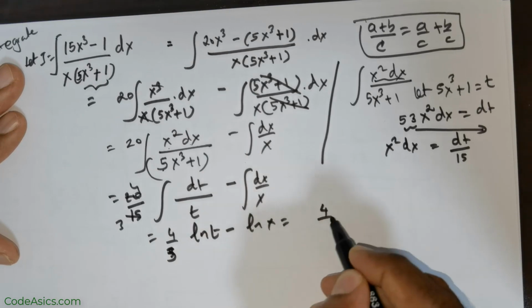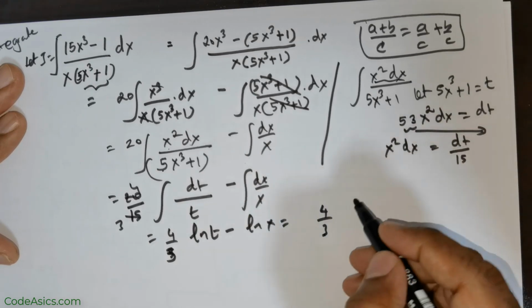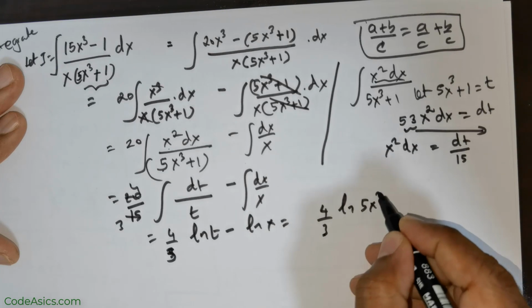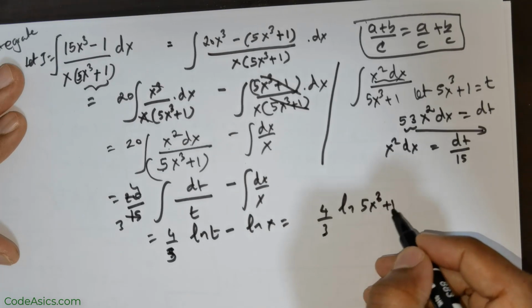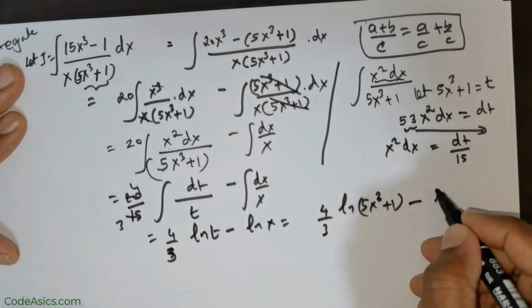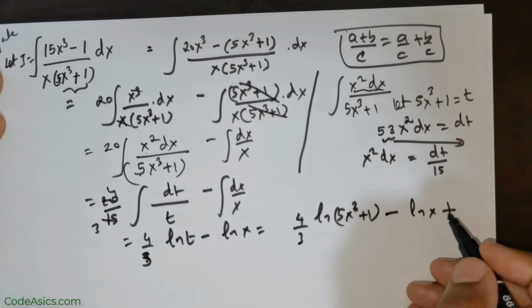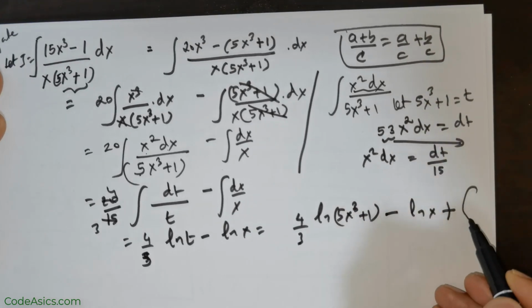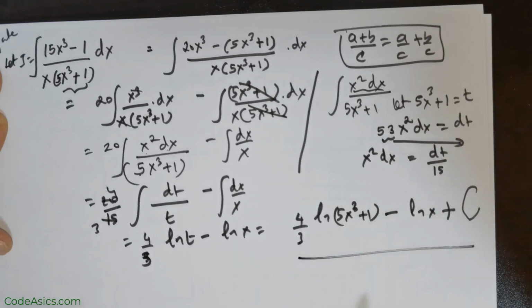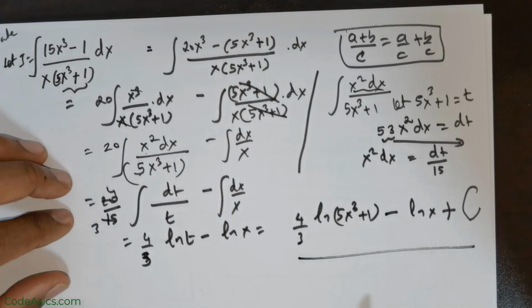So this is equal to 4 over 3. My t is 5x to the power of 3 + 1, right? Substitute that, minus ln x. Since it's an indefinite integral, you need to place the arbitrary constant. So this is the solution.